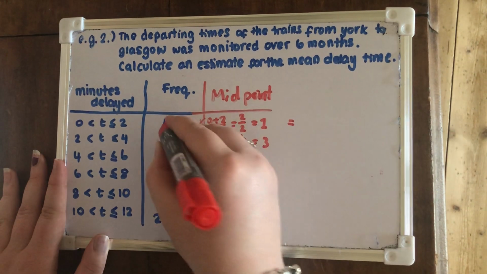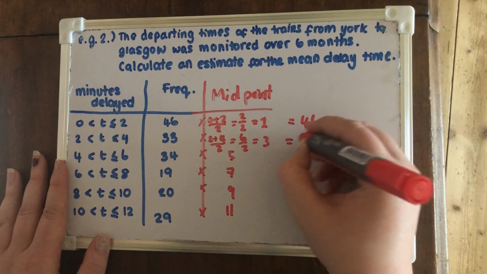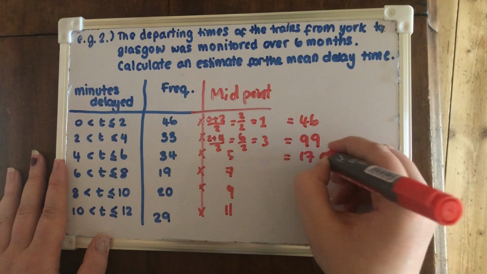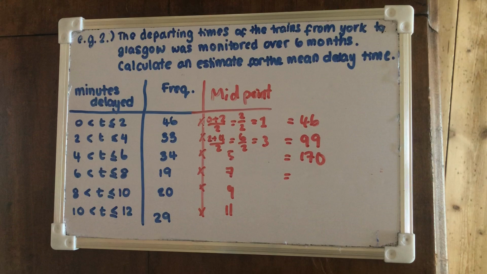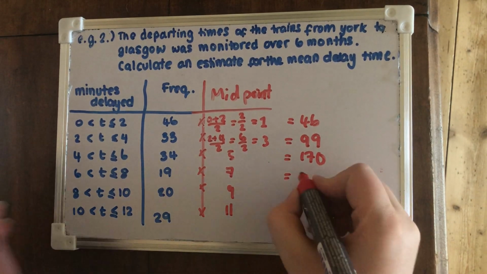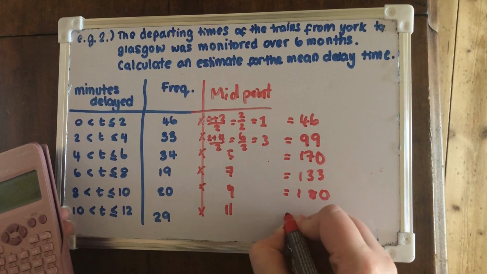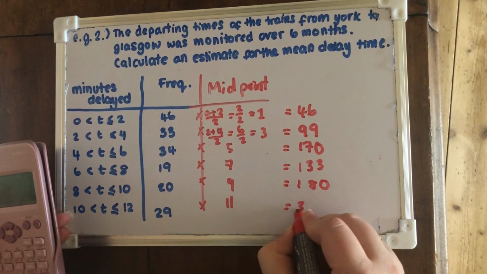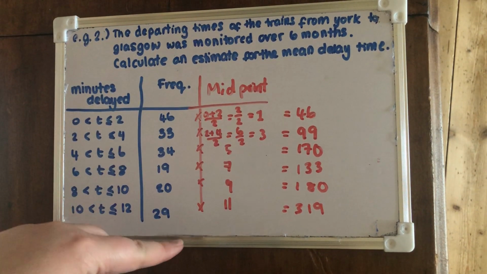Okay. So 46 times 1 is 46, 33 times 3 is 99, 5 times that 170, I'm going to use a calculator now, 19 times 7, 133, 180, 319 I think, I will check. Yep, 319. Okay, so I found the midpoint, and then I've done exactly the same as before.